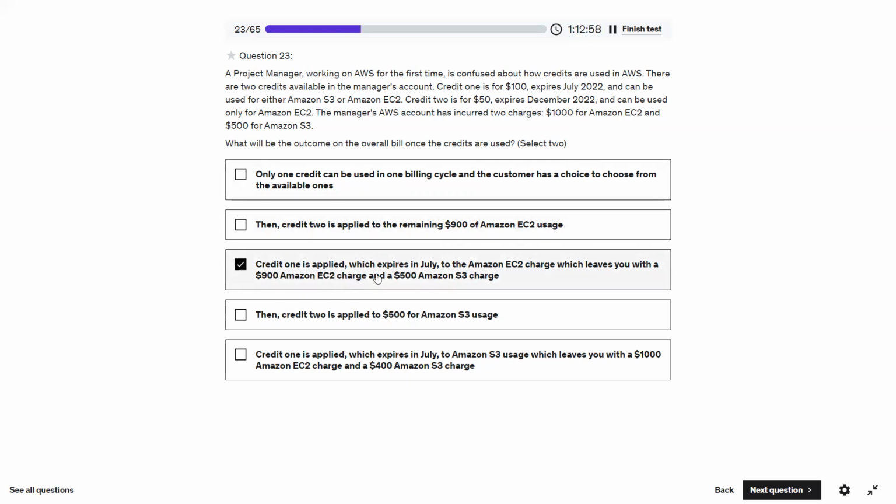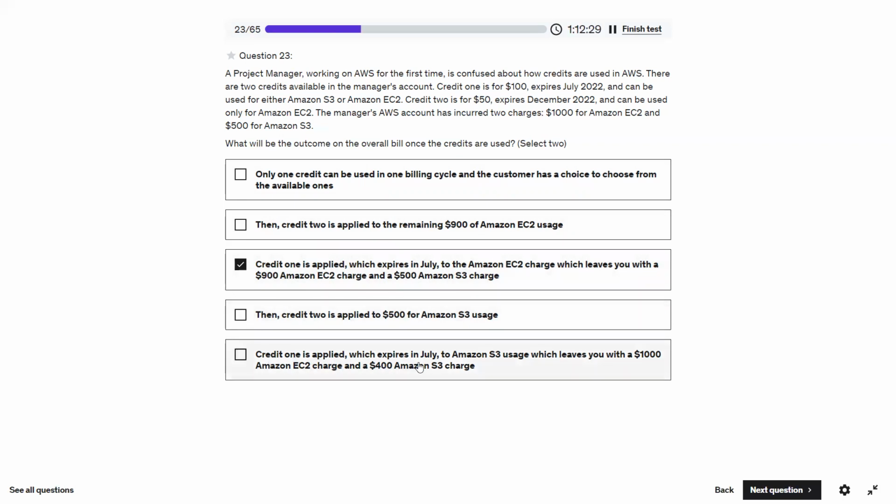All right. And a $500 Amazon S3 charge. So $500 for the Amazon S3 charge, because the $100 we already used from here. Nothing, zero, for the S3 from the $50, because that $50 is for EC2, and we can use only one wallet at a time, not two wallets. Okay, so this looks correct.